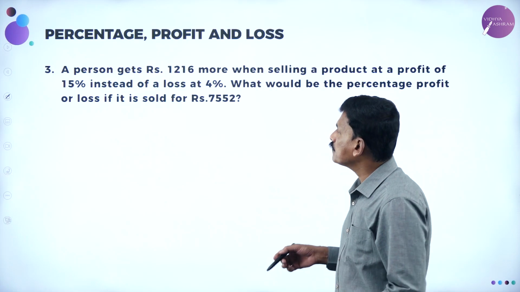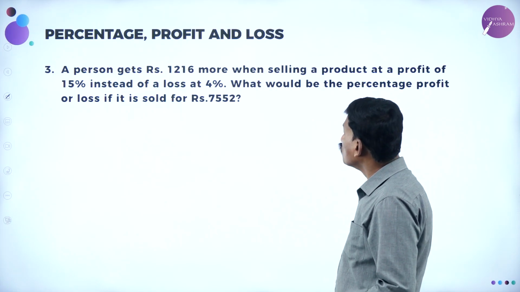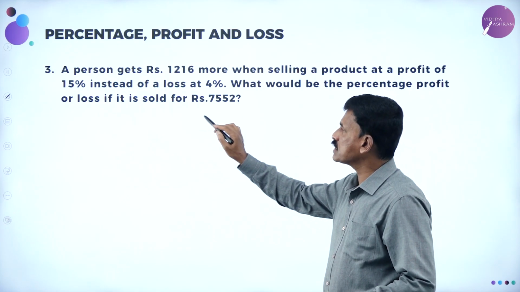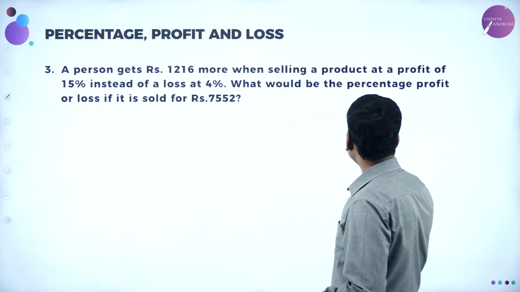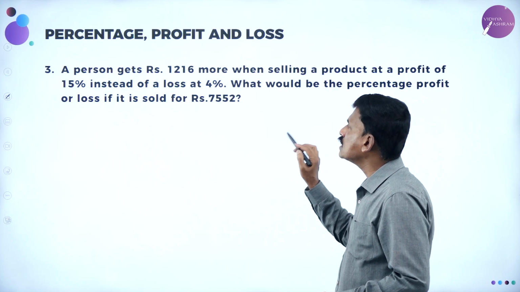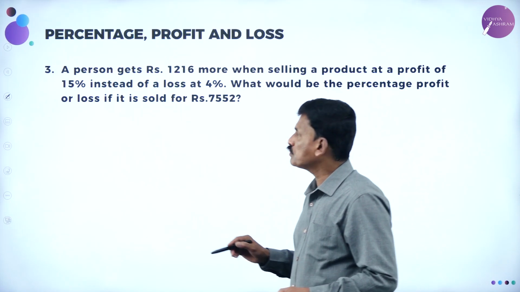What is the problem here? A person gets rupees 1216 more when selling a product at a profit of 15% instead of a loss of 4%. What would be the percentage profit or loss if it is sold for rupees 7522? This is also an important problem.